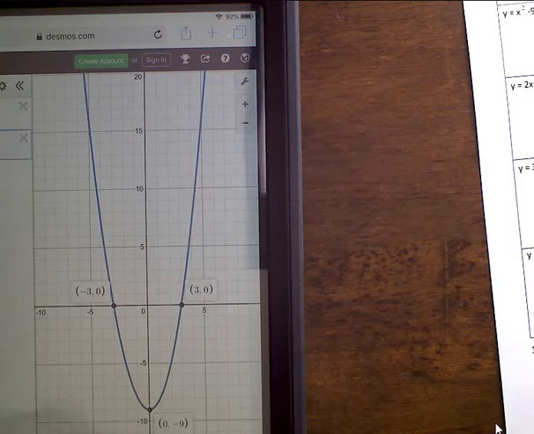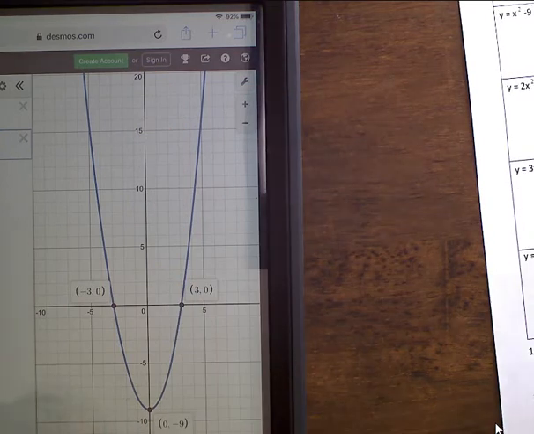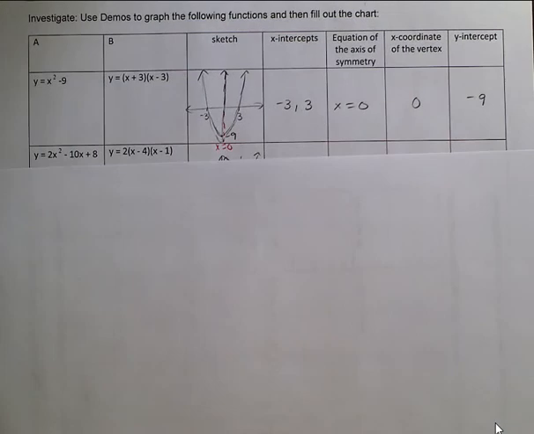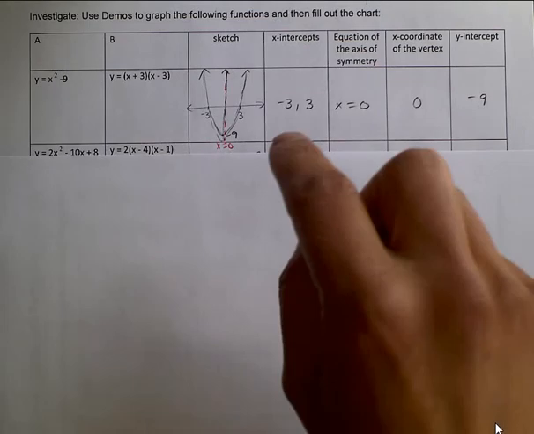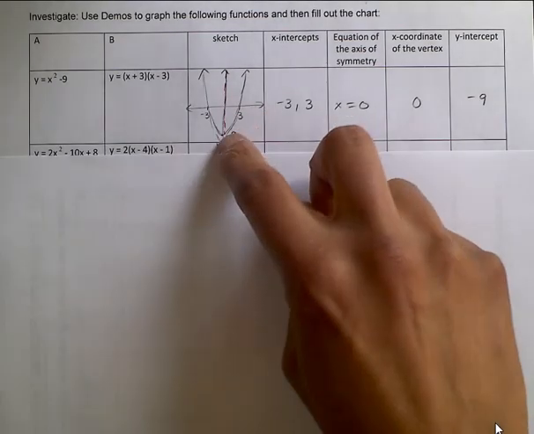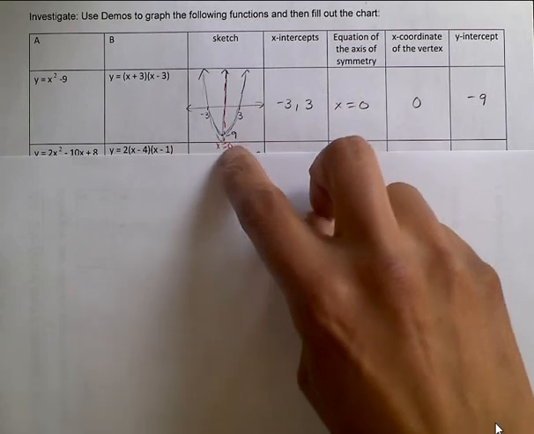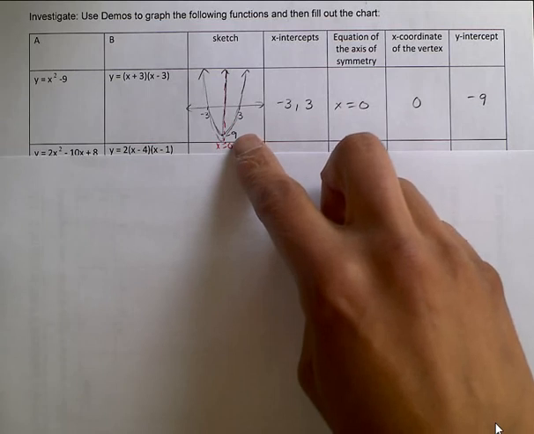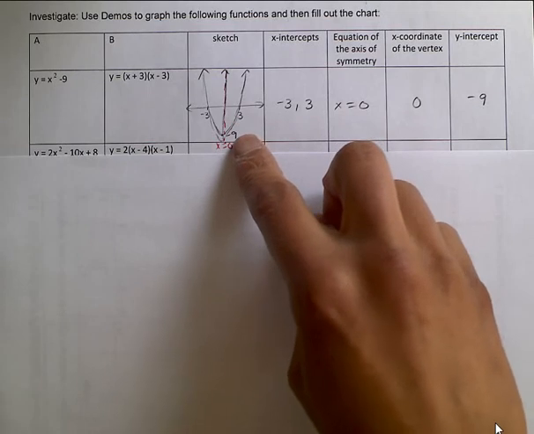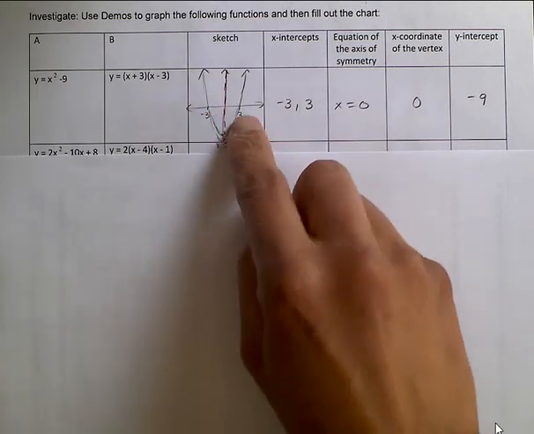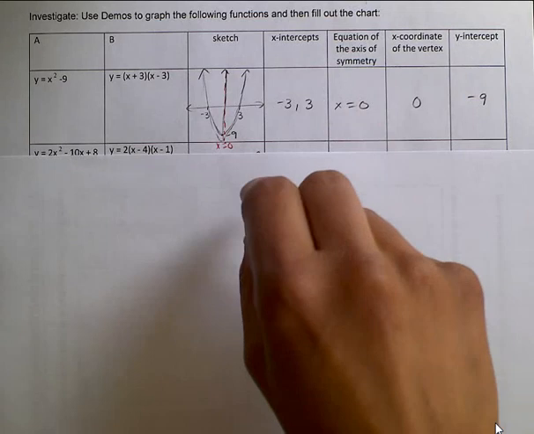So when you fill out the first line of your chart, it will look like this. Okay, don't look at the rest. Here's our sketch. In the sketch, you want to show the x-intercepts and the axis of symmetry, which is x equals 0, and the y-intercept is what you want to show. So then we're jotting down the x-intercepts. They were -3 and 3, and the equation of the axis of symmetry is x equals 0.